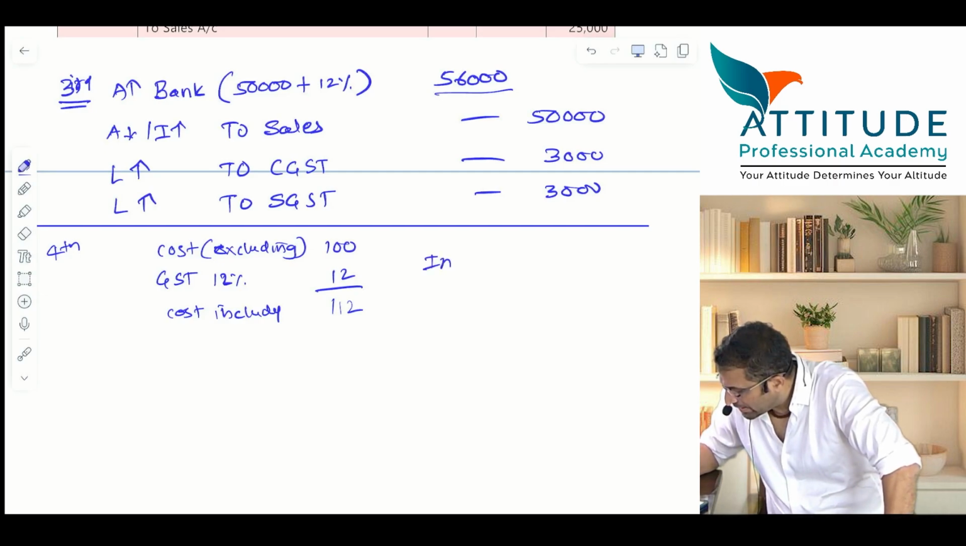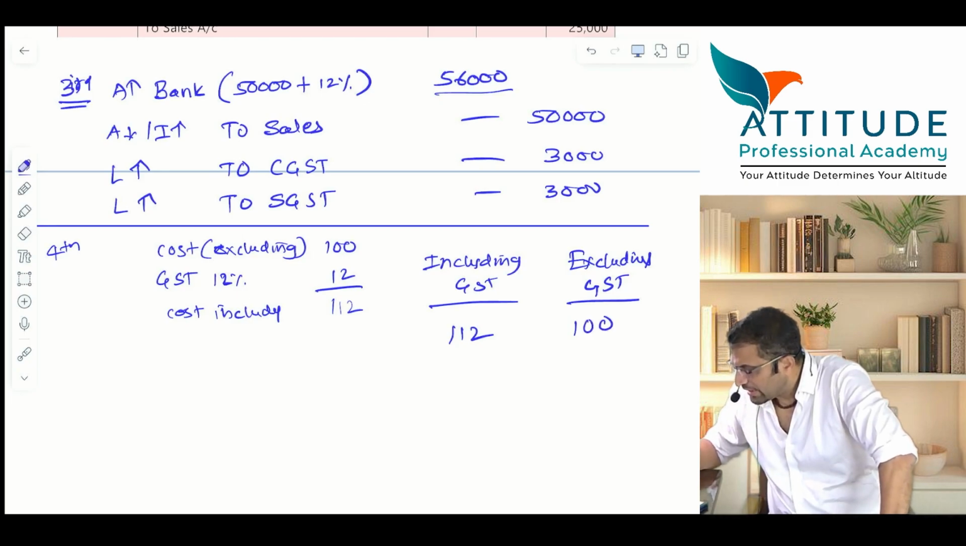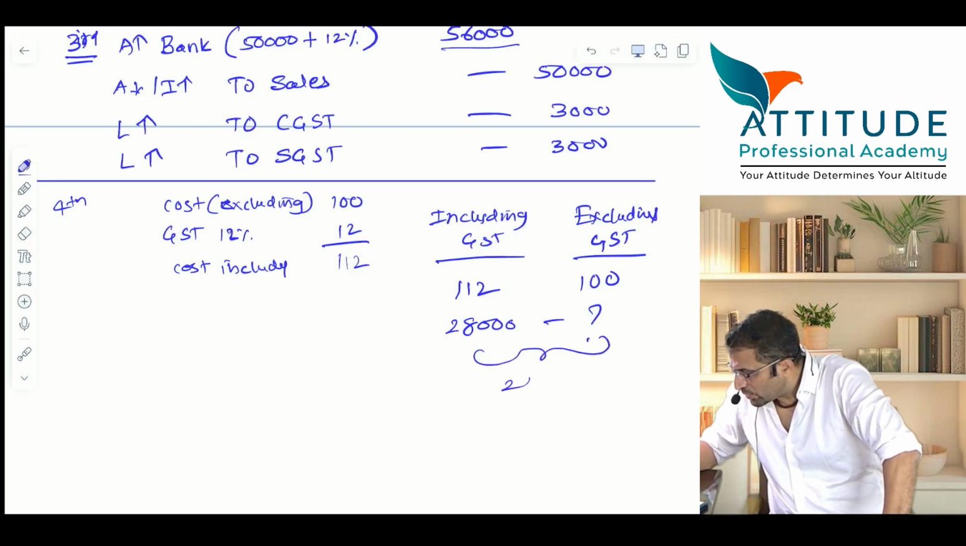Including GST is 112, excluding is 100. Including here it is 28,000. Therefore, excluding is how much? 28,000 into 100 by 112, which will give you 25,000. All of you agree?